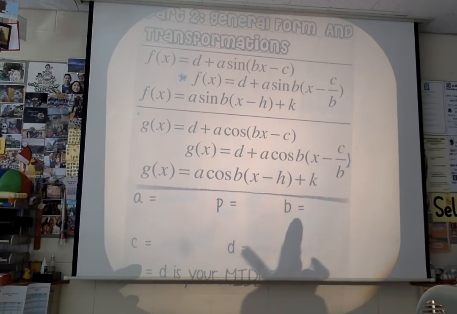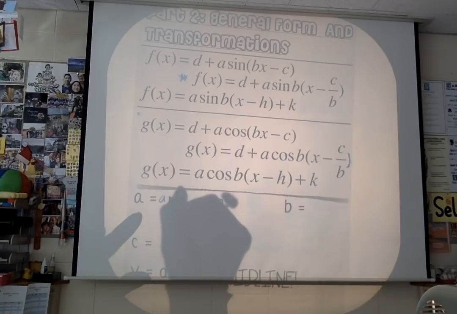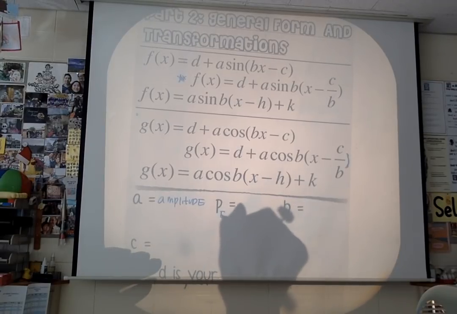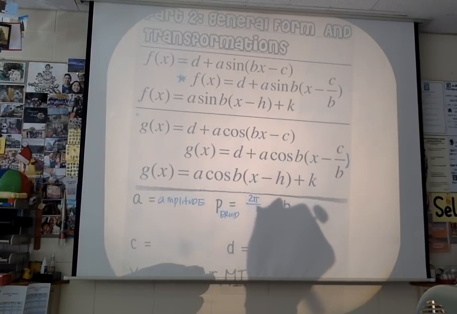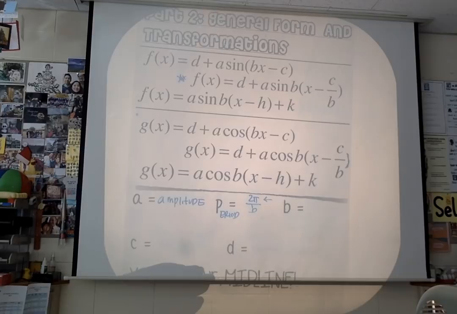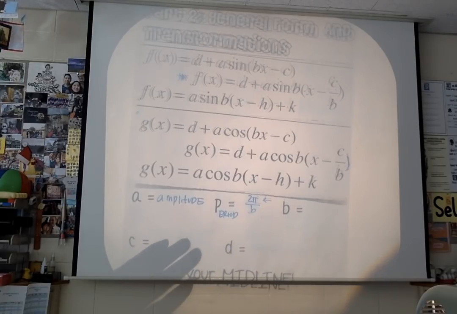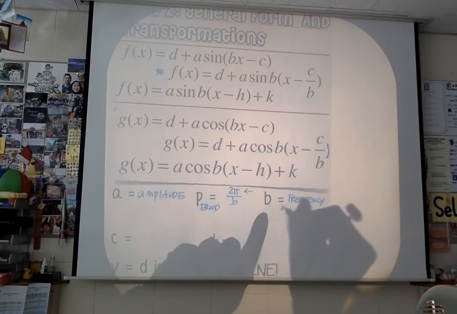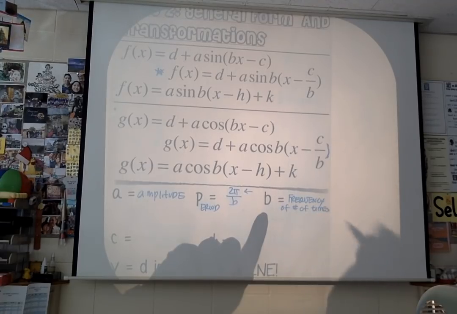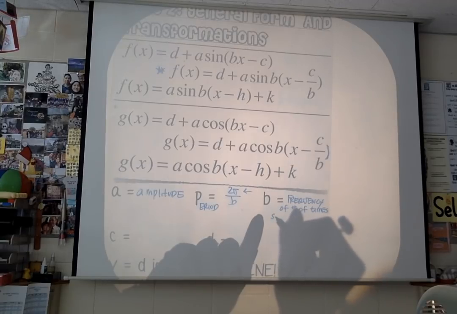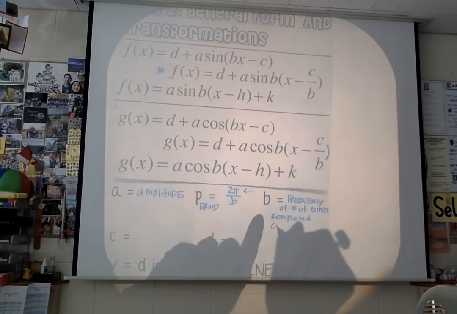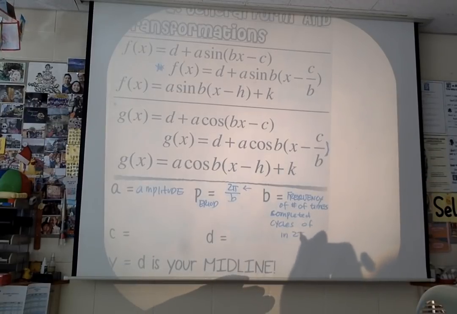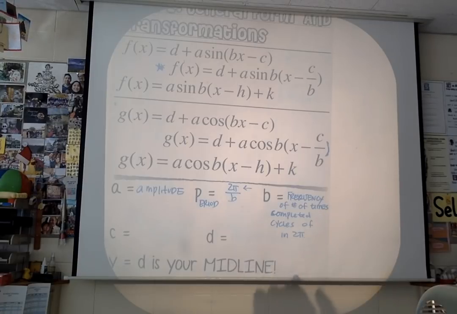This is A, P, B, C, D. A is your amplitude, okay? No guesses. P is your period, and that's going to be 2 pi over B. Your period of sine and cosine is 2 pi, and you divide it by B, and we'll discuss more of that later. B is sort of your frequency. I'll show you what that is when we start graphing. Frequency is the number of completed cycles of your period, a sine or cosine, in 2 pi.